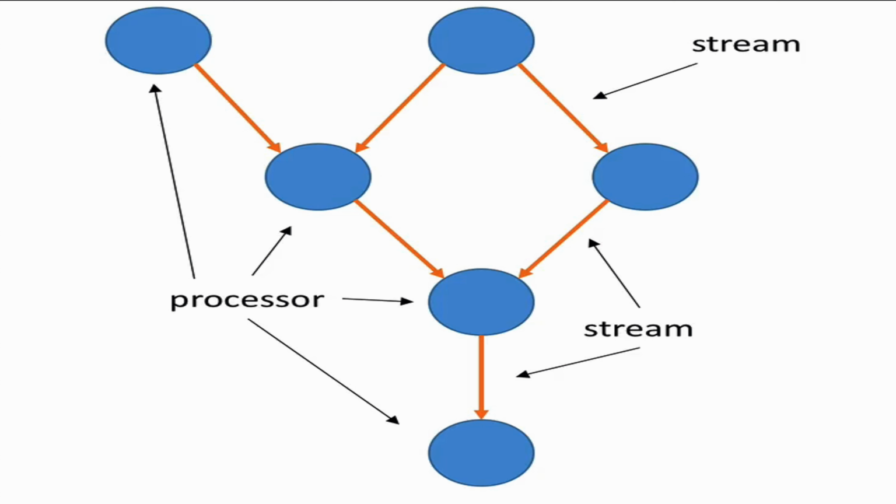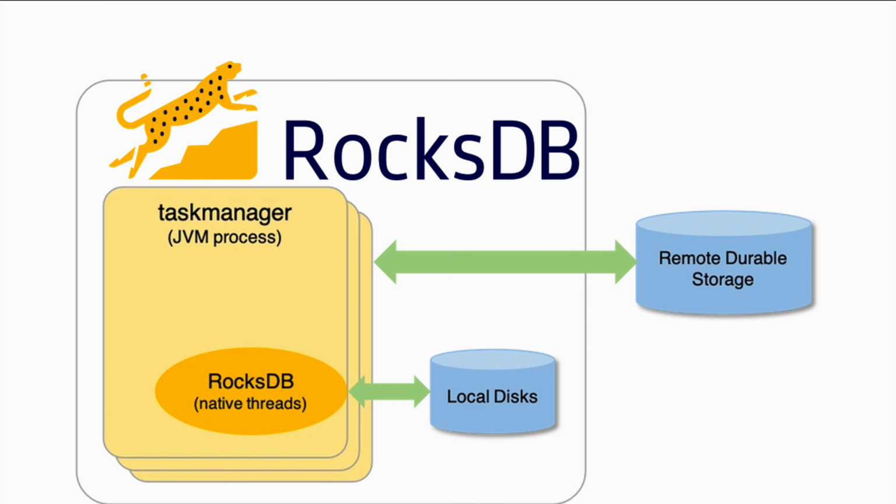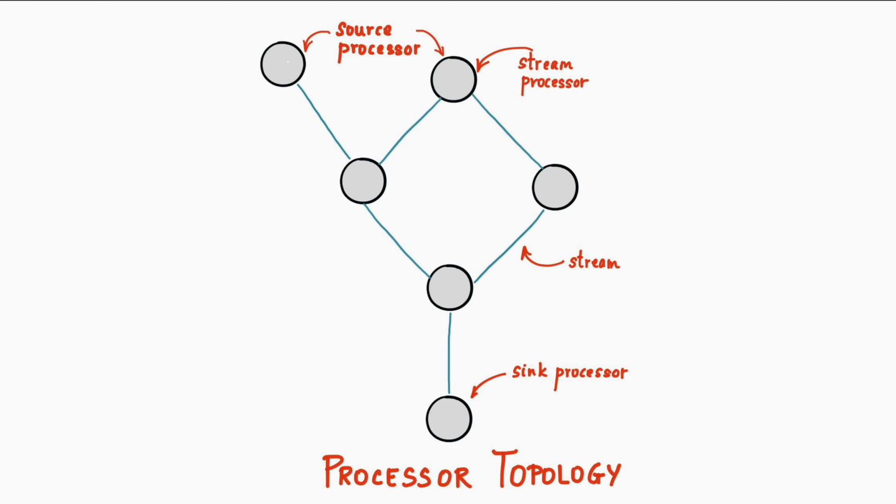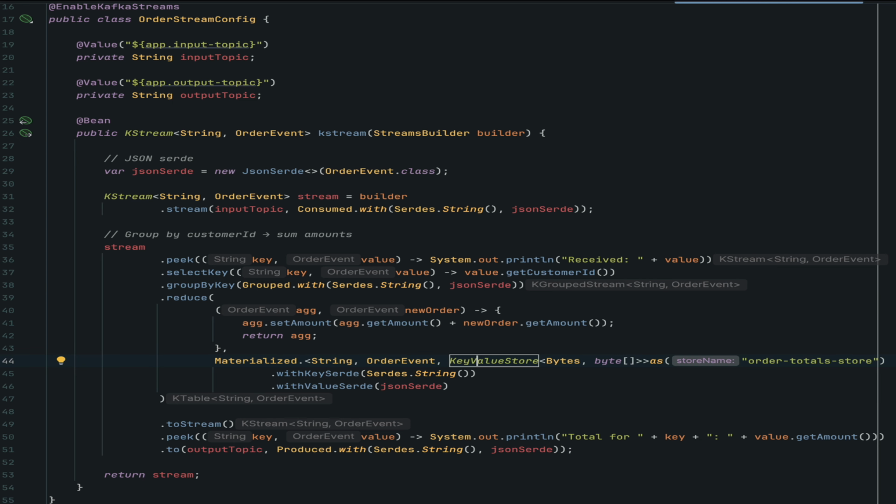The intermediate results are saved locally with RocksDB, thanks to Spring Boot, and also backed up in Kafka itself, so nothing is lost, even if the local copy disappears. By the end of this video, you will see how stateful Kafka Streams can make your processing fault-tolerant and reliable.